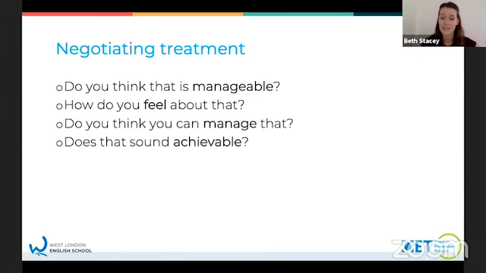Does that sound achievable? Now, if you look at that last one, you might have had an answer like, does that sound okay? Or does that sound all right? Does that sound good? So all of that language is fine. But by using a word like achievable, you're showing a high level of English. So using this kind of vocabulary is going to be beneficial for you.